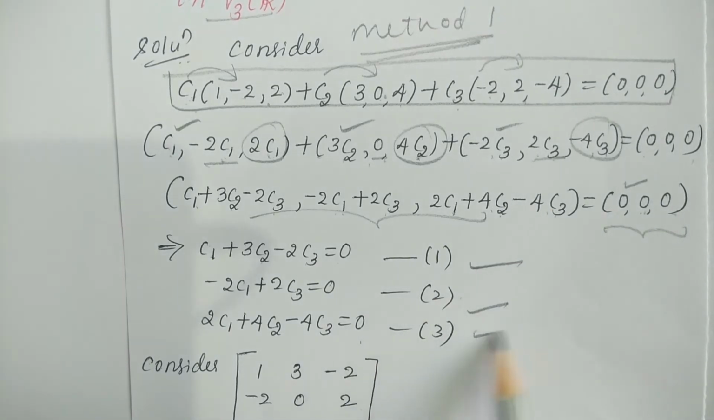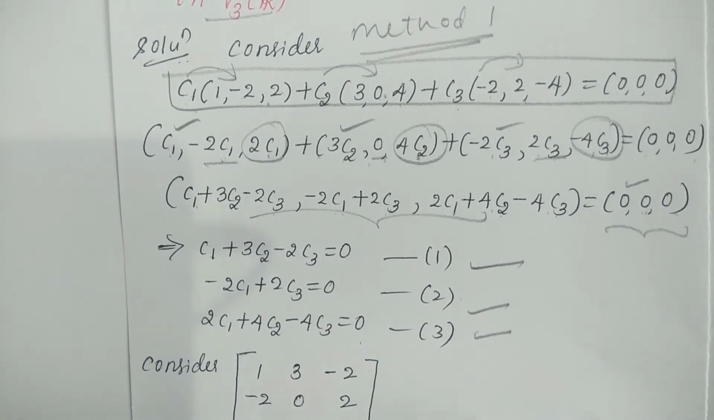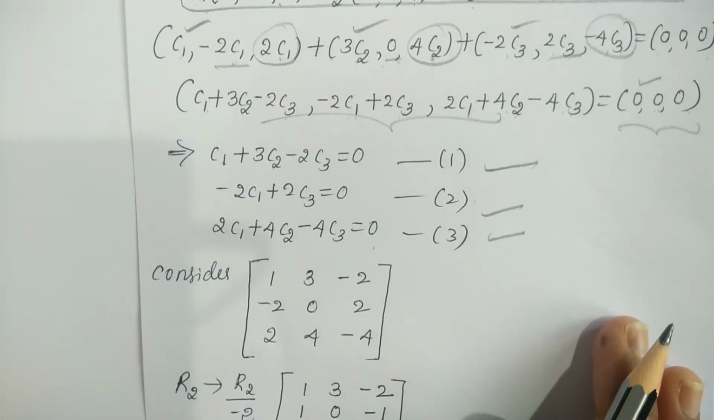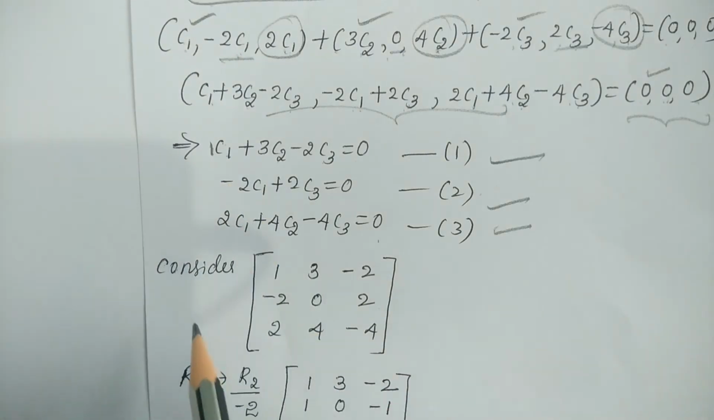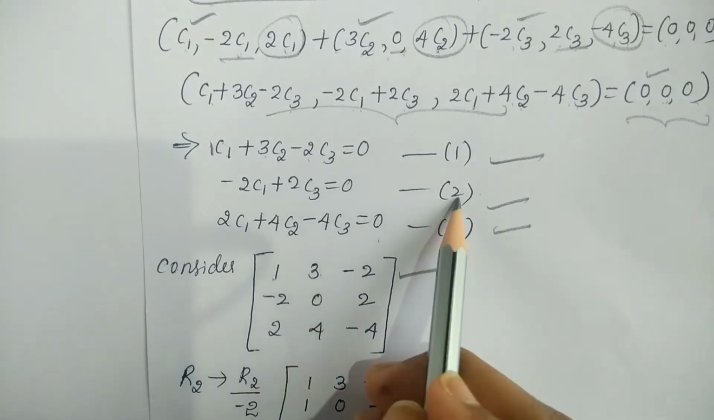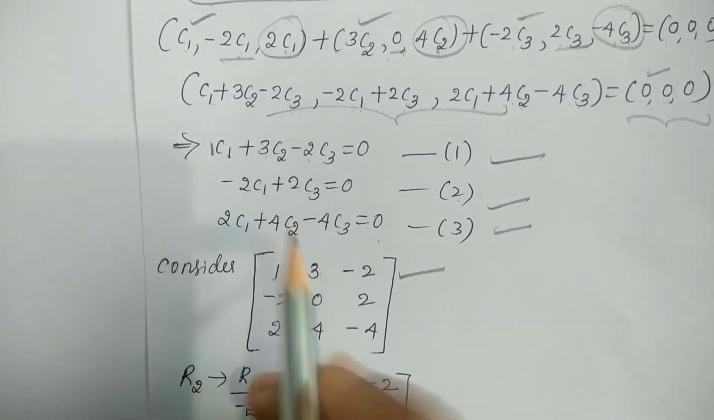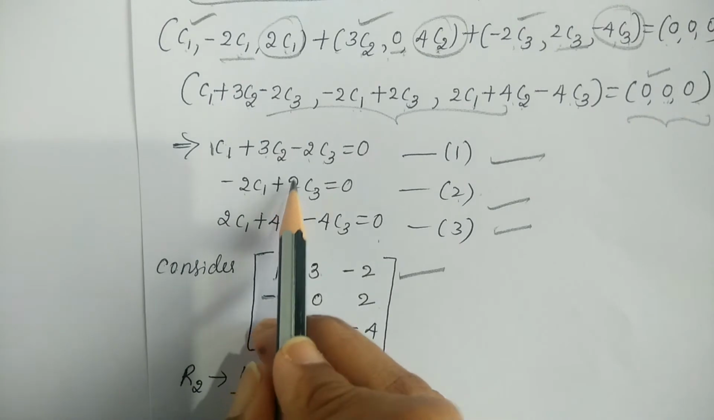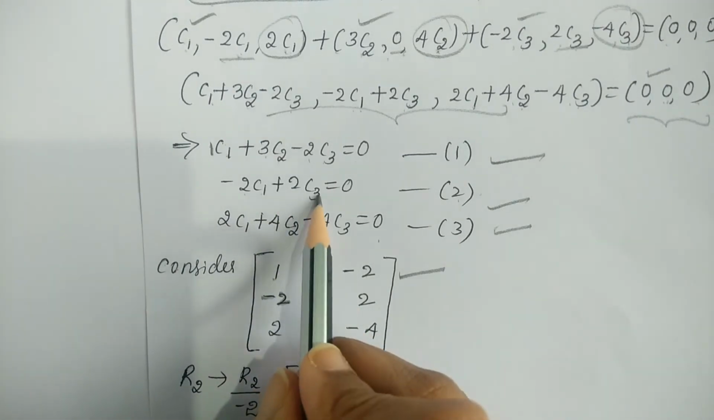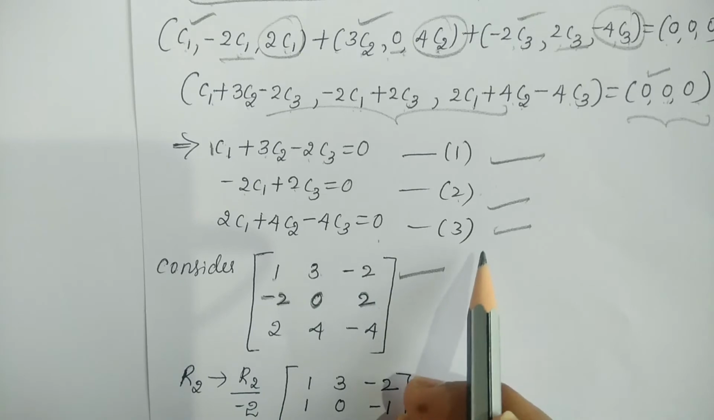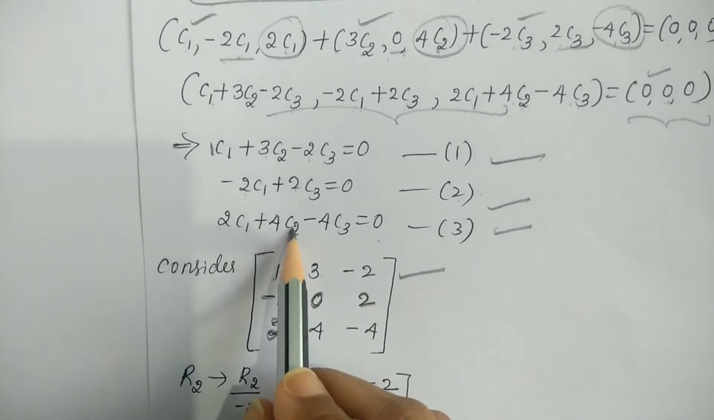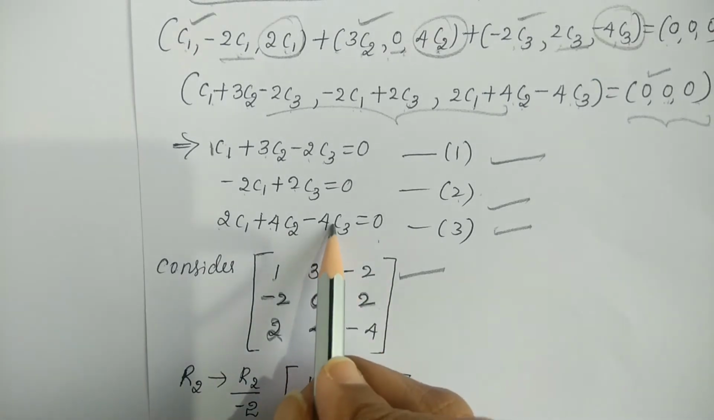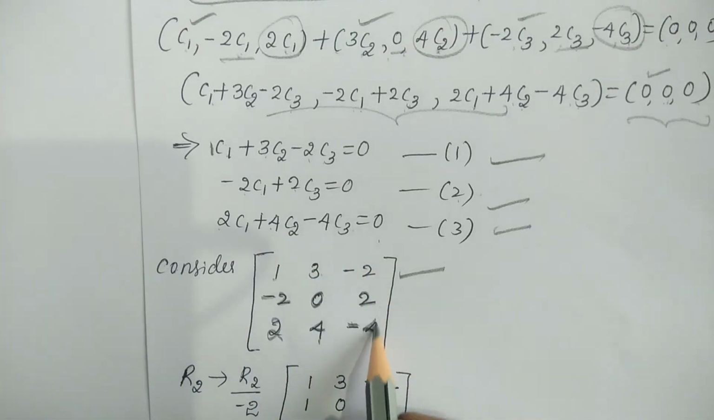We get 3 equations. So consider the coefficient matrix. Coefficients of what? Coefficients of scalars. So for the coefficient of C1, we have 1, 3, minus 2. Next, from equation 2, the coefficient of C1 is minus 2. Enter. And C2, we don't have C2, so just 0. And C3, the coefficient is 2. Next, from equation 3, the coefficient of C1 is 2. Enter that one. C2 coefficient is 4. Next, coefficient of C3 is minus 4. We get a coefficient matrix.